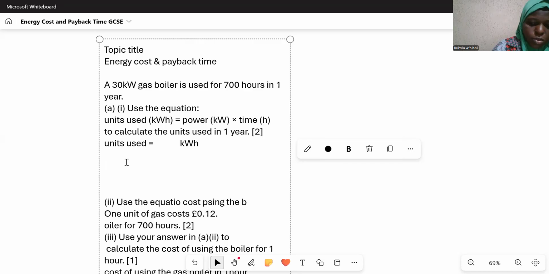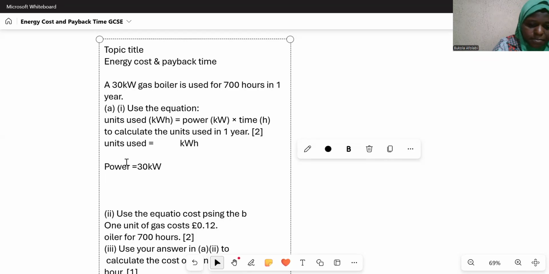From the question, the power was given as 30 kilowatts. The time was given as 700 hours.